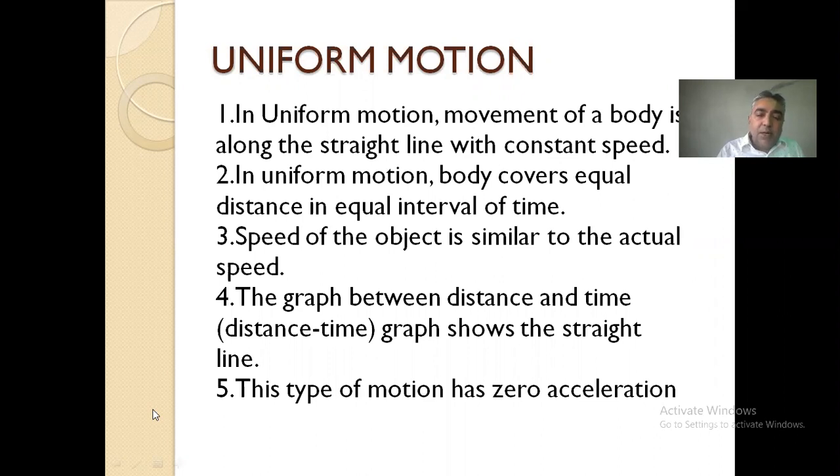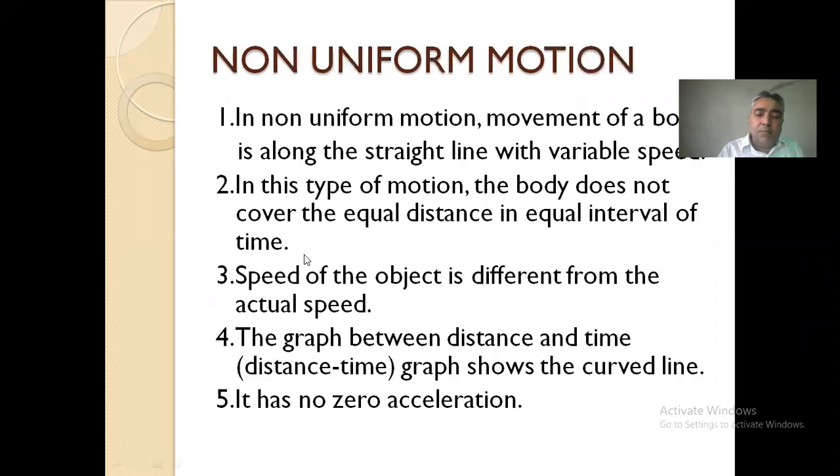After that comes non-uniform motion, which is the movement of a body along a straight line with variable speed. In this type of motion, the body does not cover equal distance in equal intervals of time. The speed of the object is different at different instants. The graph between distance and time shows a curved line.